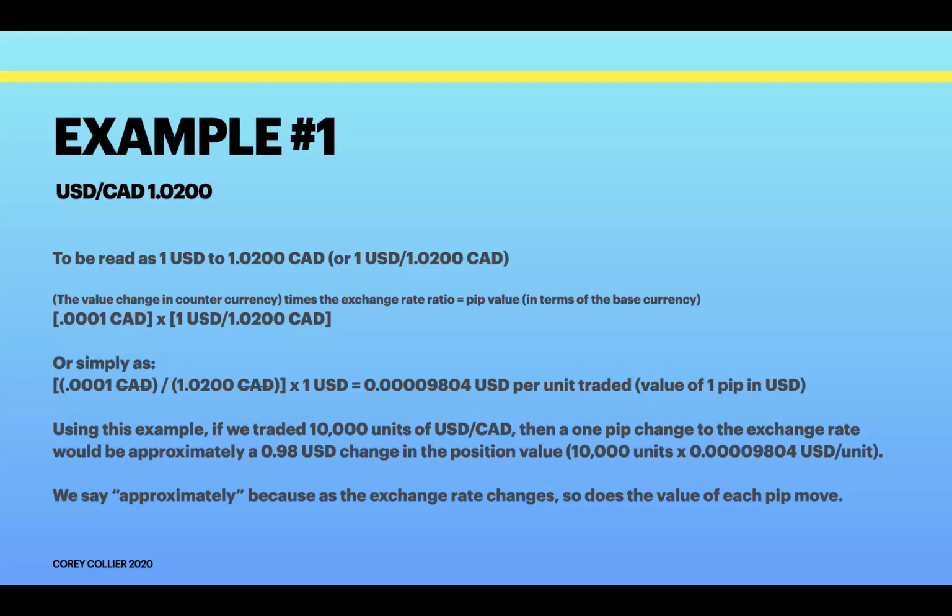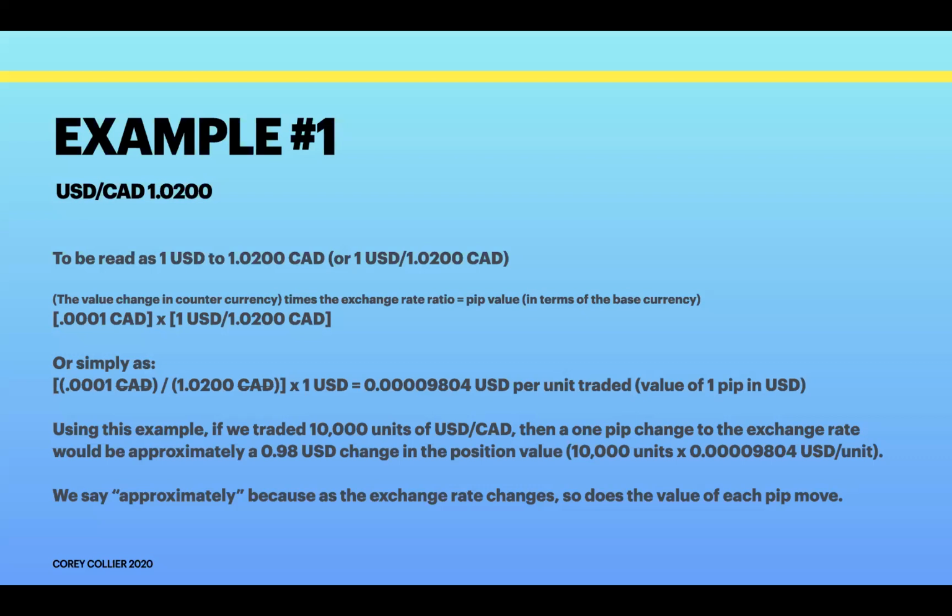Using this example, if we traded 10,000 units of the USD CAD, then a 1 pip change to the exchange rate would be approximately 98 cents. And there's the math right there: 10,000 units times the 0.00009804 United States dollars. That's per pip.